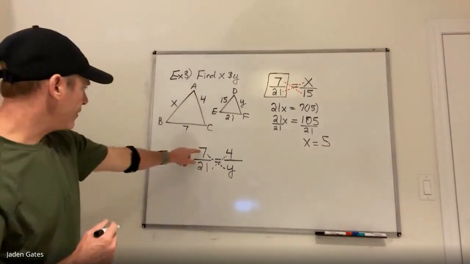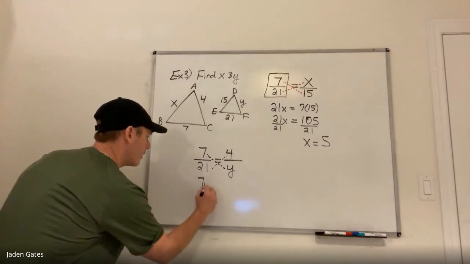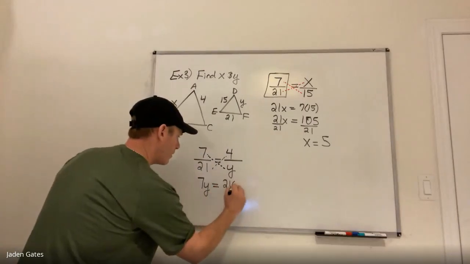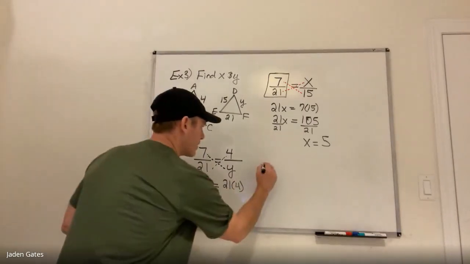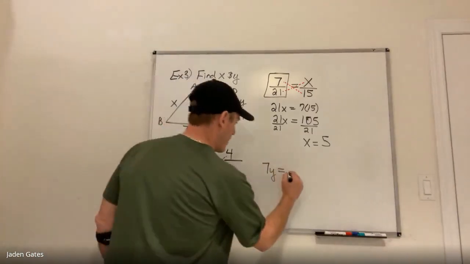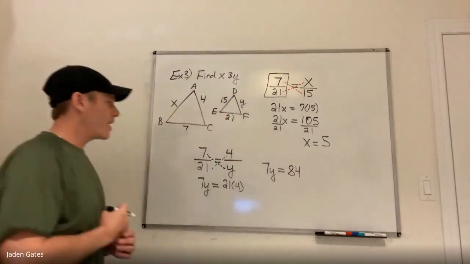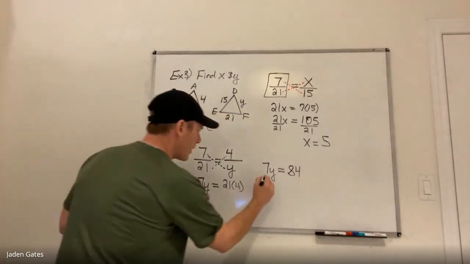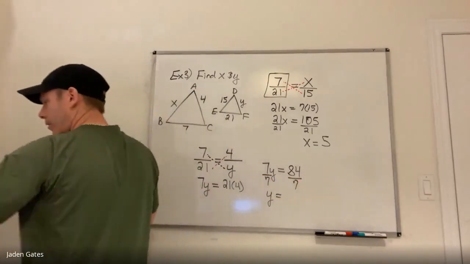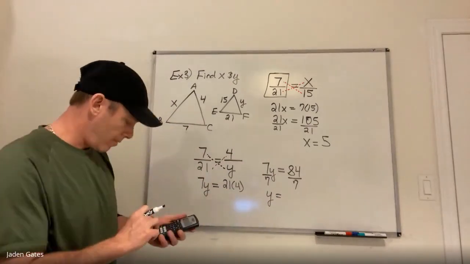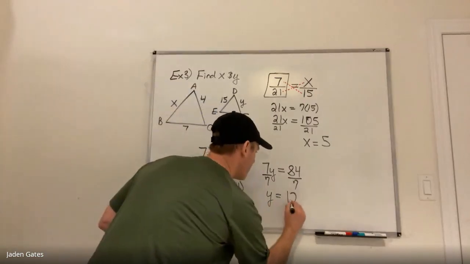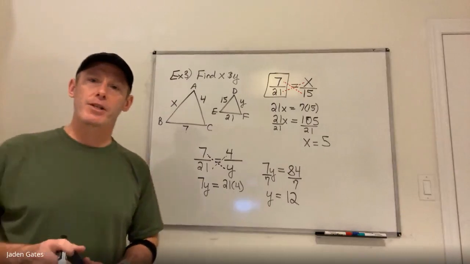So this time I have 7 times y is equal to 21 times 4. All right, now that means that 7 times y is equal to 21 times 4. That's 84. All right, and then getting y by itself, I'm going to divide both sides by 7. And 84 divided by 7, we get 12. And there we go. So that's how we're finding missing side lengths.